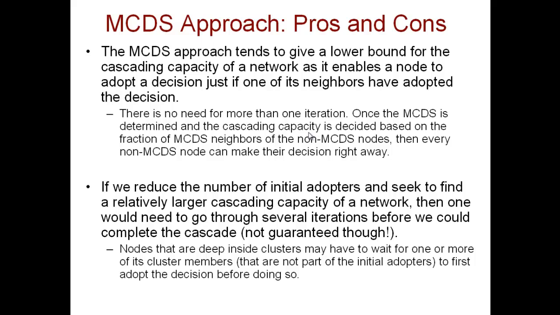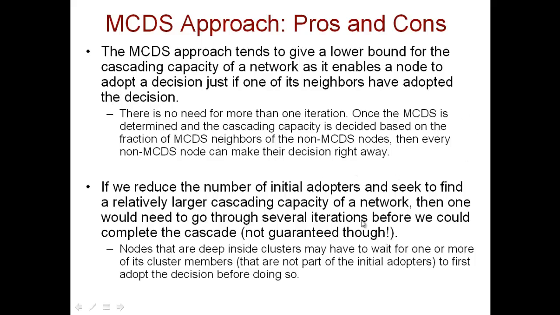On the other hand, the weakness is if you reduce the number of initial adopters compared to the number of nodes that are part of the MCDS, you will be able to find a relatively larger cascading capacity of the network by going through some iterations. Again, I said we will be, but I have to take it back. We could find a relatively larger cascading capacity for a network by going through one or more iterations. Again, it's not guaranteed though that we'll complete the cascade, but with the MCDS approach, yes, we can complete the cascade.